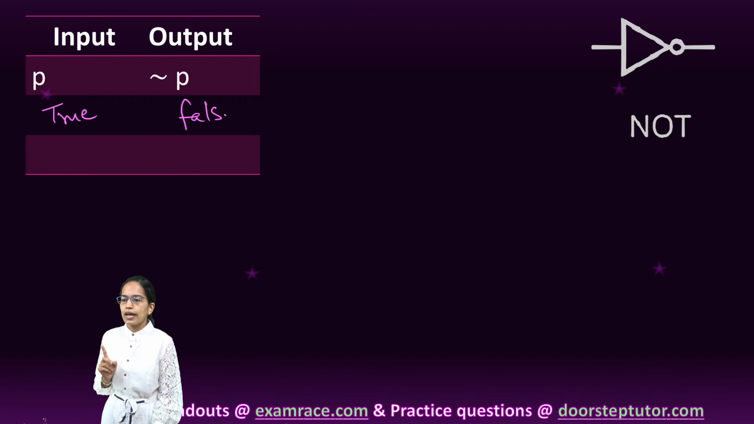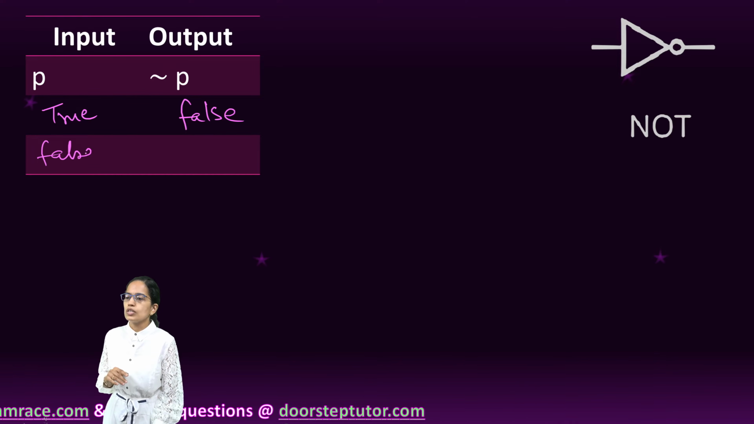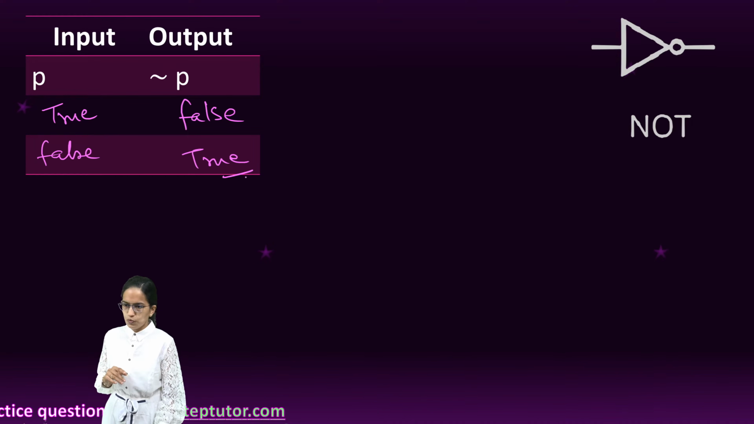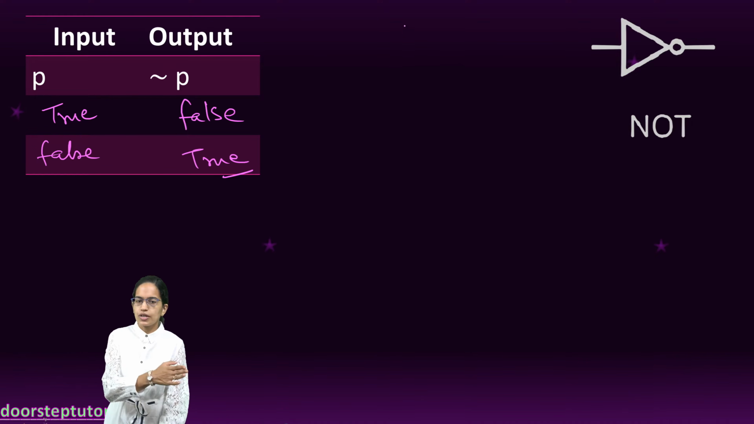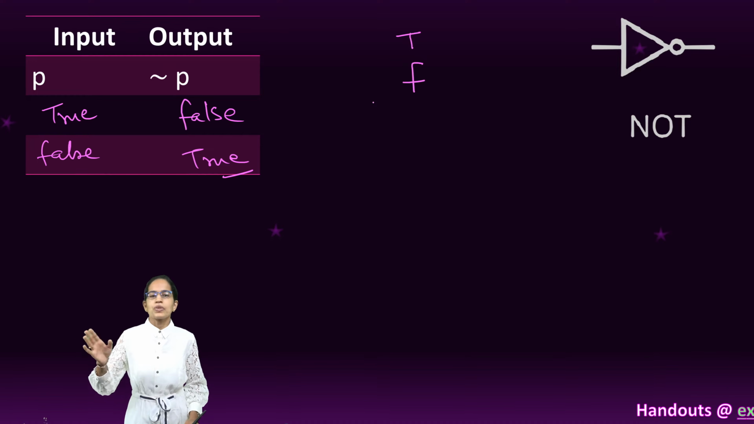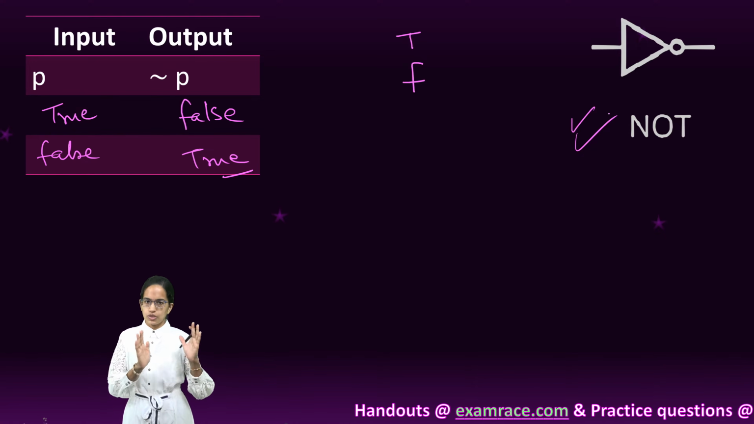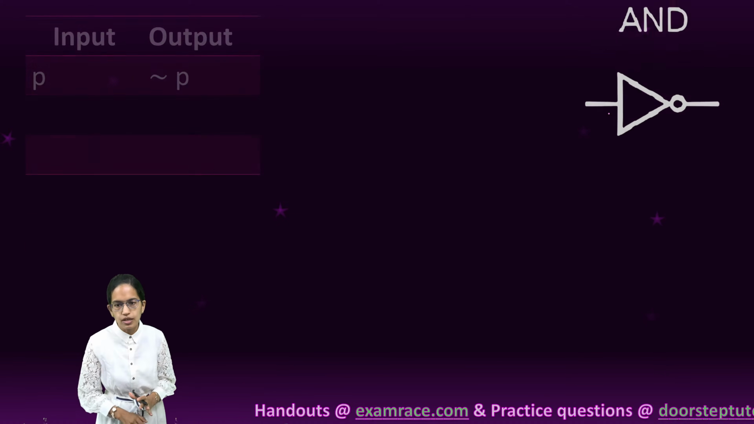So, if my input is true, the output would be false. If my input is false, the output would be true. Very, very simple. For the further sections, I would represent true with T and false with F. And this is the same symbol that we use with the Boolean logic. So the logic gates would remain the same.